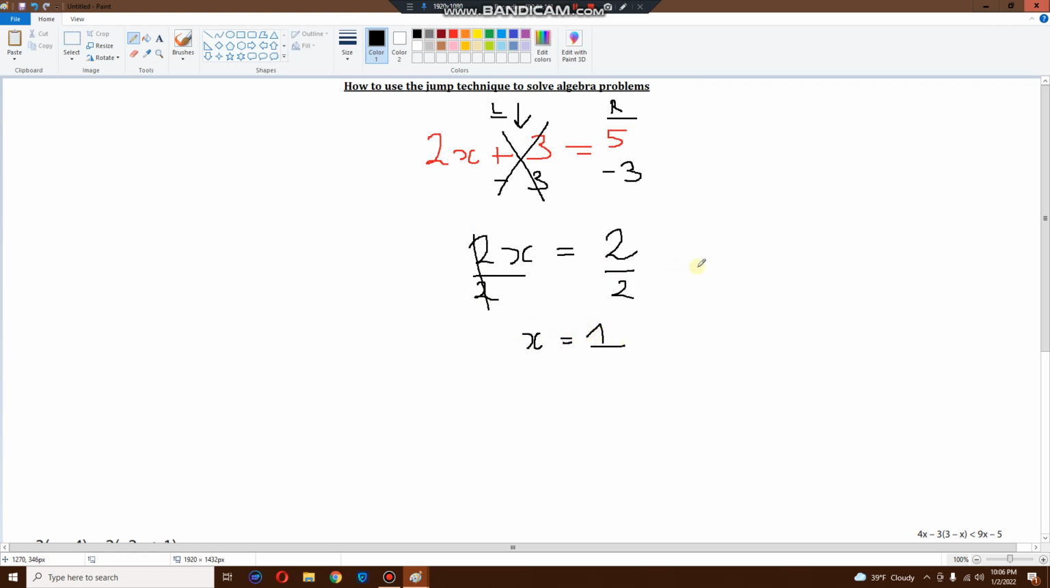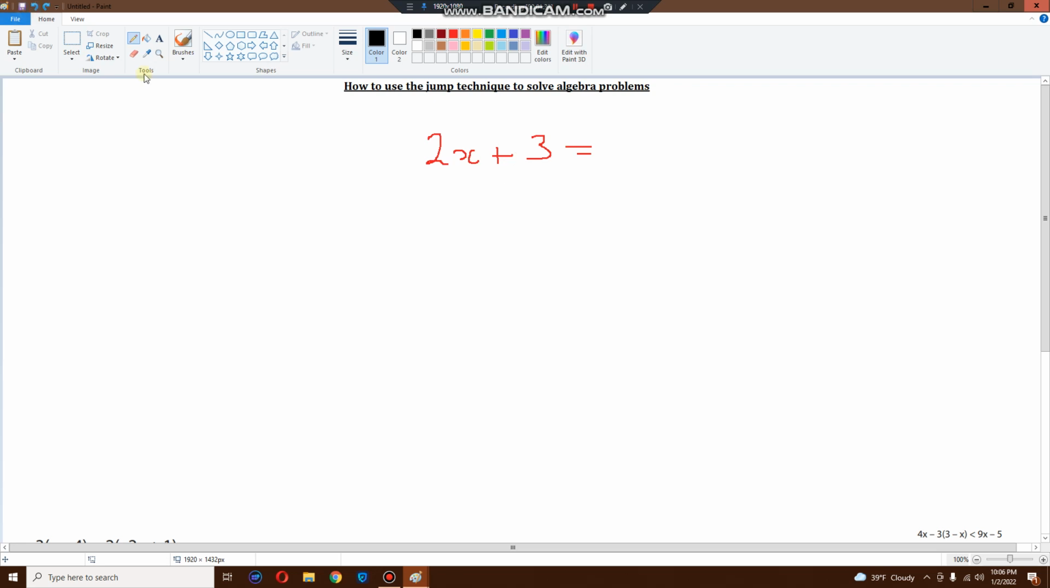Okay? Fairly straightforward. But sometimes kids have a problem with this. Sometimes they put the minus 3 on this side, or they put a positive 3 instead, and they forget to do the inverse. So I'm just going to show you a quick little technique, what I call the jump technique. It's a visual technique, and it could help your kids out with the algebra. So using the same problem, I'll show you the jump technique.